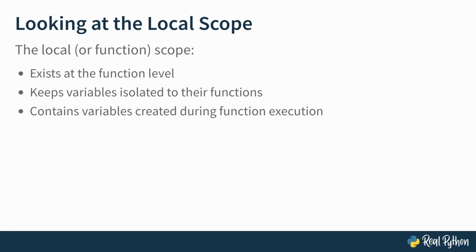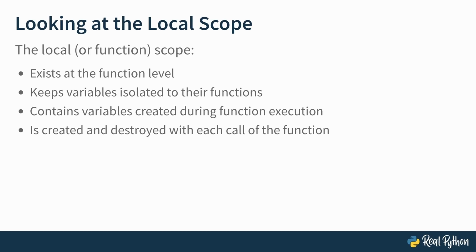The local scope contains all variables created while the function runs, whether as parameters or defined within the function body. And every time a function is called, a new local scope is created. When the function execution ends, that local scope is discarded. So how can you inspect the contents of a local scope?